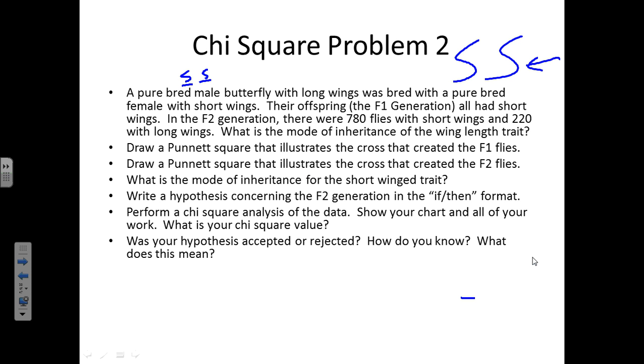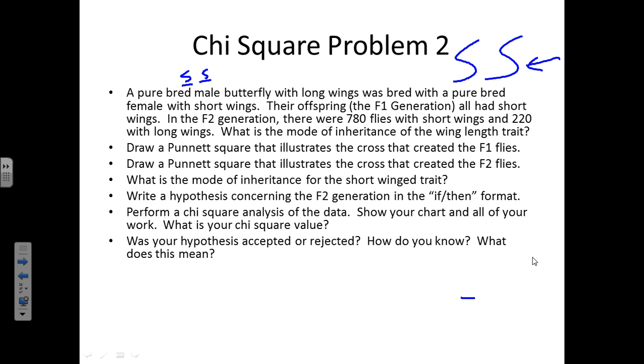So we might say something like, if short wings are autosomal recessive, then in the F2 we should get what? 3 what? 3 short for every 1 long. That'd be a good way to write it. If short wings are autosomal recessive, short wings are autosomal dominant, right? If short wings are autosomal dominant, then in the F2, we should get 3 short-winged butterflies for every 1 long-winged butterfly. Now we're supposed to do the chi-square.